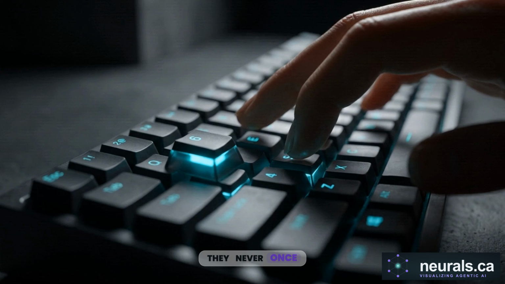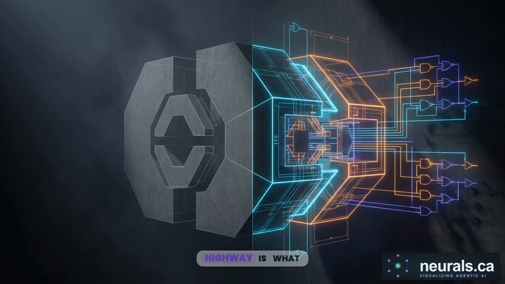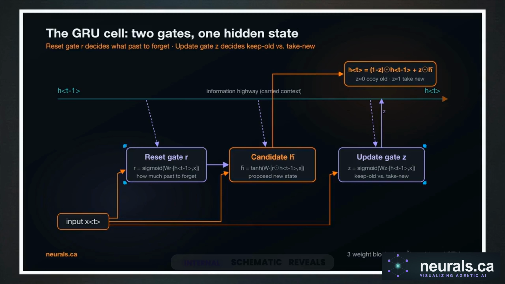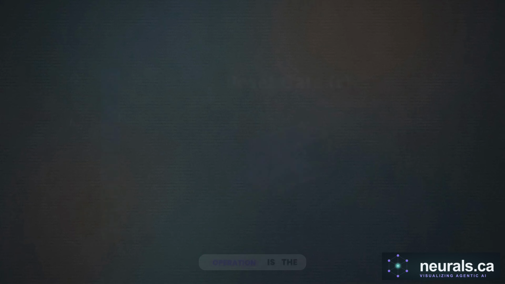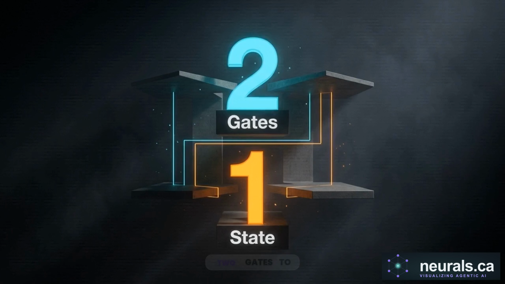They never once wired a sigmoid activation or a tangent function by hand. Understanding what lives inside this highway is what separates a framework user from an algorithm designer. This internal schematic reveals the nonlinear matrix math that the GRU executes inside that highway at every single time step. The first operation is the reset gate. Using 2 gates to blend a single hidden state is the precise architectural breakthrough of the GRU.